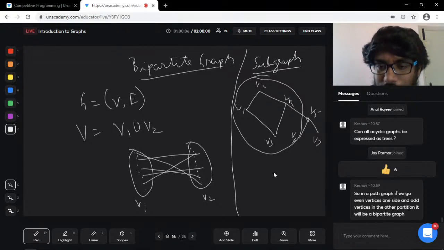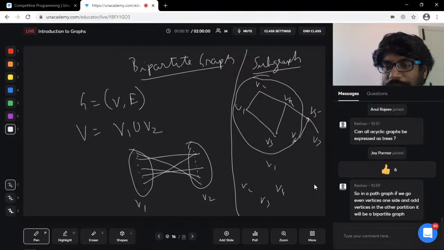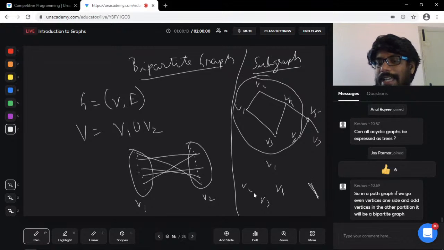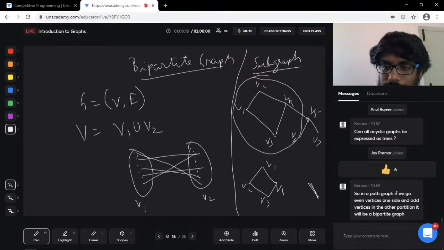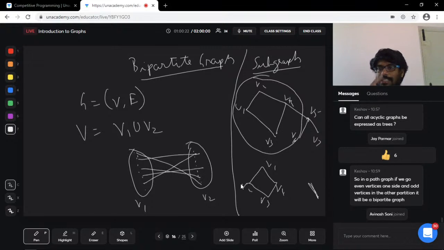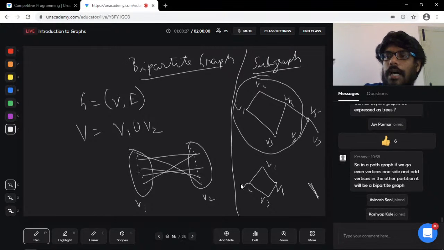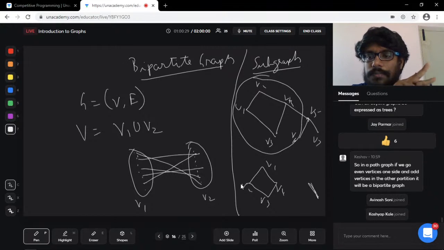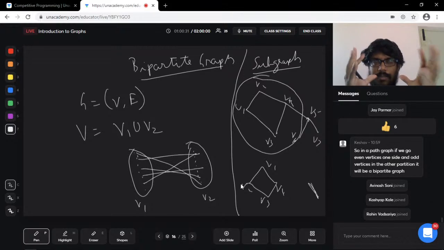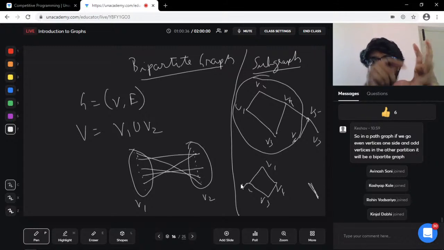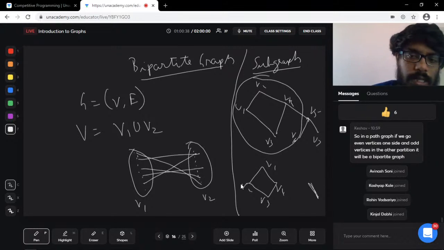So if I take only V1, V2, V3 and V4, I can't take V5, V7 as an edge, because that doesn't lie inside this, right? So I can only take amongst these 4 vertices, I can take any of these edges, and that will be called a subgraph. So a subgraph is a subset of the vertices and a subset of the edges, such that all the edges I choose are only amongst the vertices I've chosen. So it's like taking some vertices, and amongst them, whatever edges are there, I take some of them.